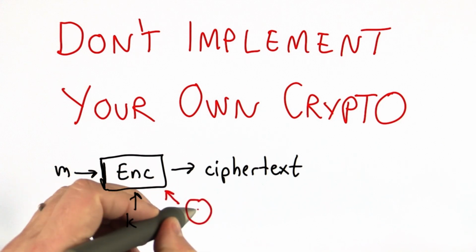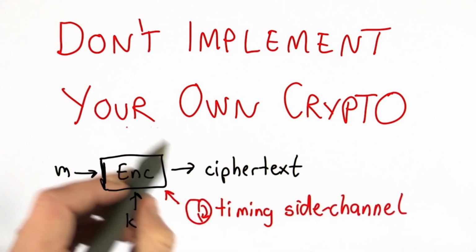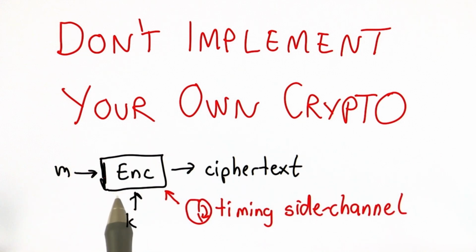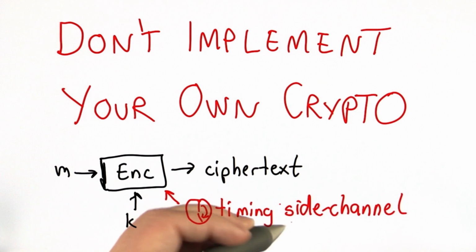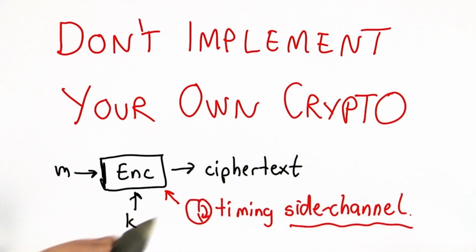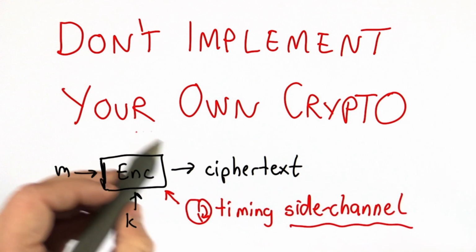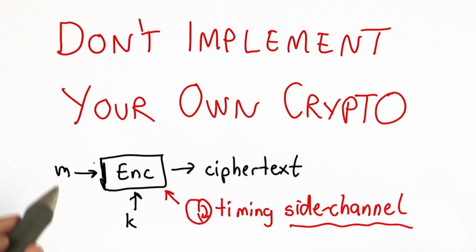They could observe how long it takes. And when you can observe properties of a function other than their functional behavior, other than just their inputs and outputs, that's called a side channel. An example of side channel is timing. So the time it takes to run this function could vary. It could depend on the message or the key. Most of the code that we're going to write in this class will have that property. We're not going to be adding complexity to our code to worry about things like side channels.